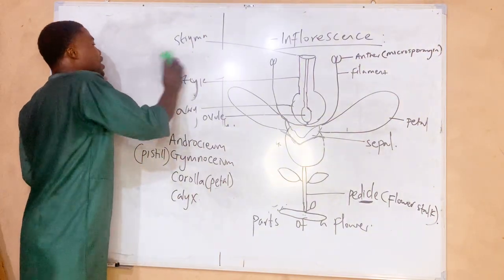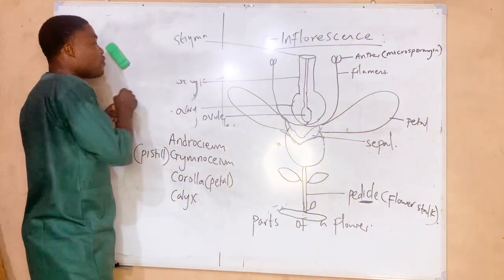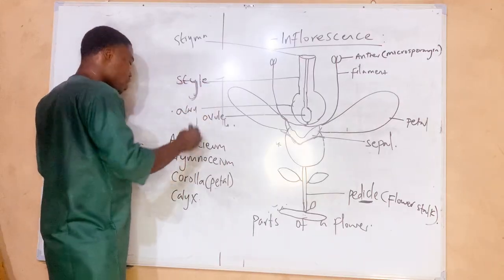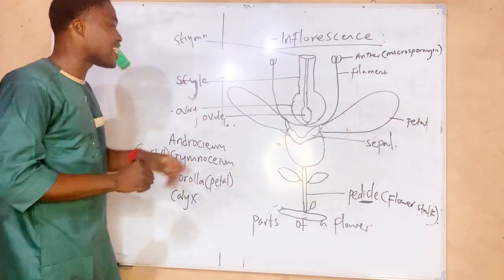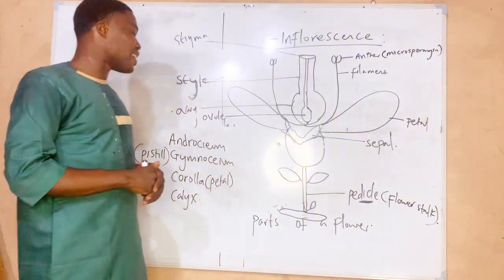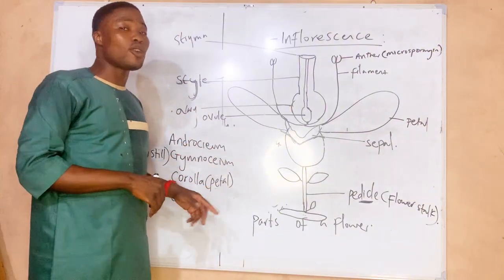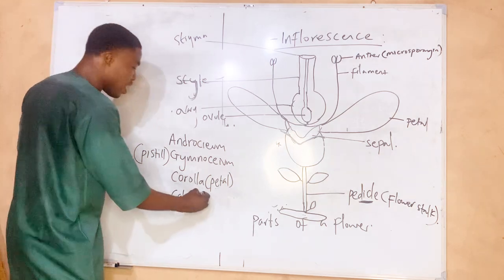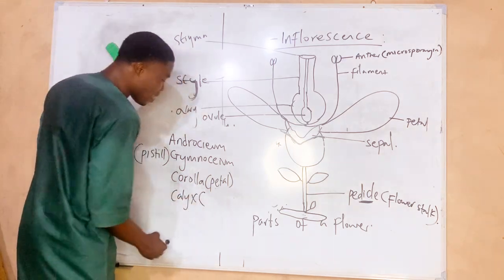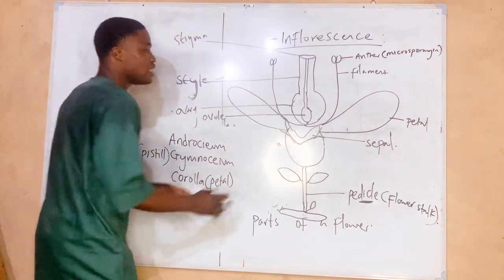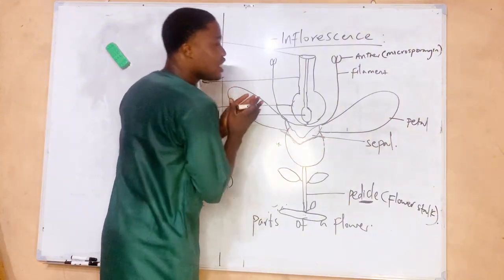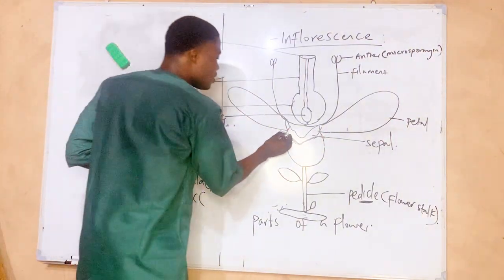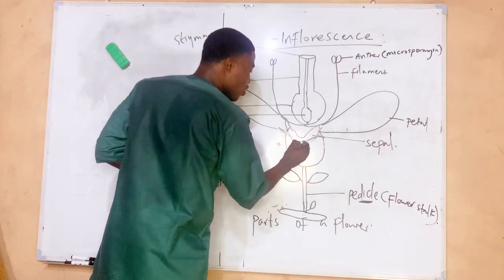So that's for the corolla. Do you get? The corolla is an essential part for pollination. Especially for insect-pollinated flowers, the petals are very important. The petals should be brightly colored to attract insects. Now, the green part of a flower is called the calyx. The outermost part of the flower is usually called the calyx.